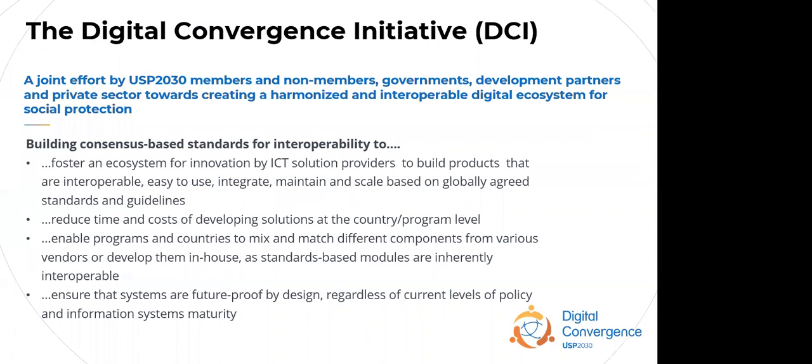So before we start to discuss the substance, just a quick word on who we are, the Digital Convergence Initiative. This is a joint effort under the Partnership for Universal Social Protection, USP 2030. Members of this initiative are government representatives, development partners, private sector, NGOs, social protection academics, and practitioners from around the world. And the objective of the initiative is really to contribute to creating harmonized and interoperable digital ecosystems for social protection.